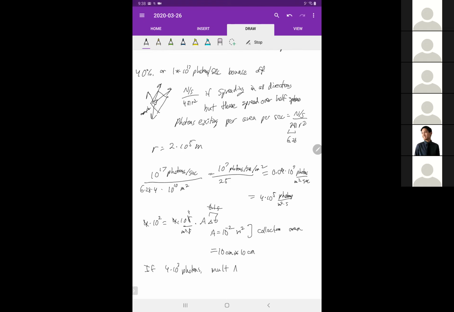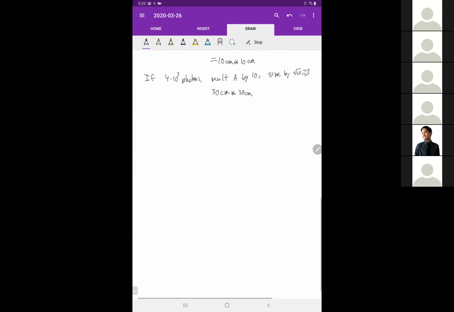So if they want 10 times more photons, then we're going to have to multiply area by 10, and so size by the square root of 10, which is roughly 3. So 30 centimeters by 30 centimeters. That actually does not surprise me too much. It doesn't surprise me that 30 centimeters could collect enough light. The problem is that they would need to have these two things separated by 5 meters at least.